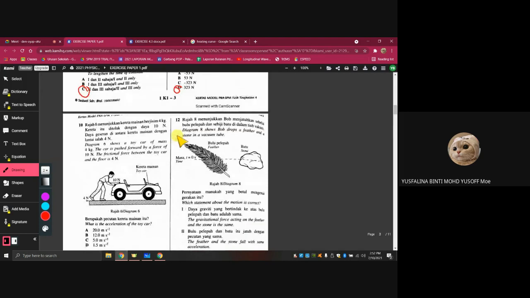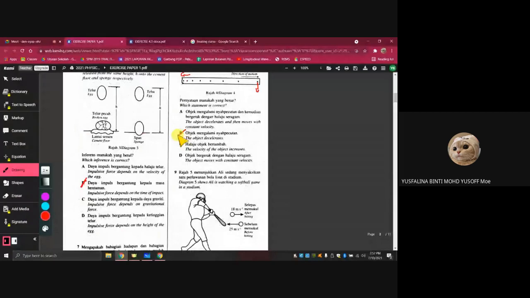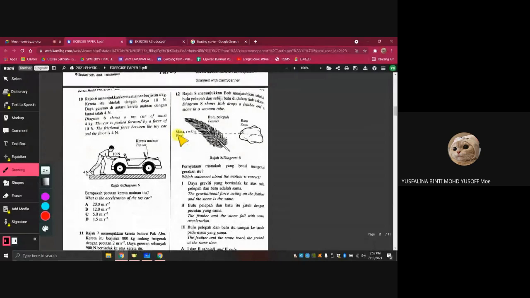I'm so sorry. Okay, number 10. So I already finished all of the questions until number 9. Number 10, it says here diagram 6 shows a toy car of mass 4 kg. So the car is pushed forward by a force 10 Newton. I gave you an example just now, like you push a box, you give a box like 100 Newton. Then there is a frictional force. When the question mentions the words rough surface, you have to consider the frictional force.